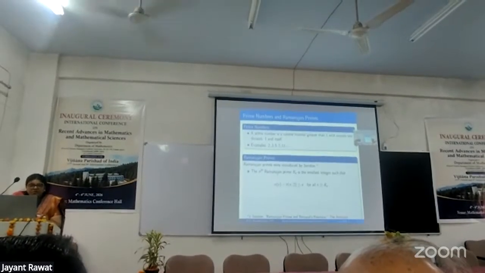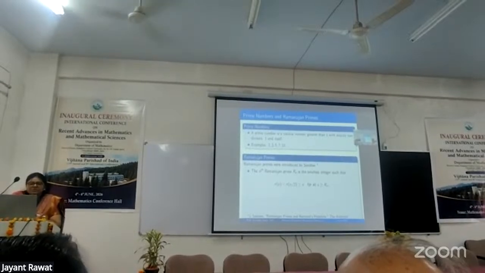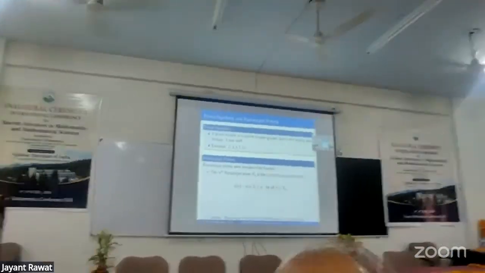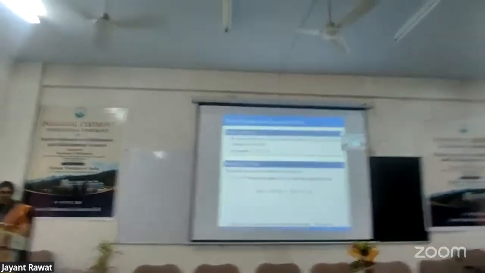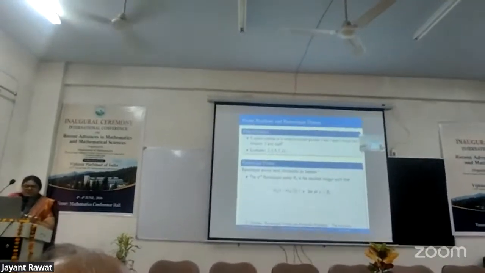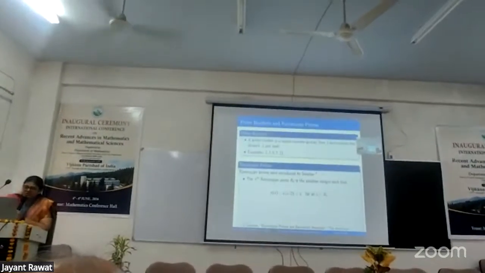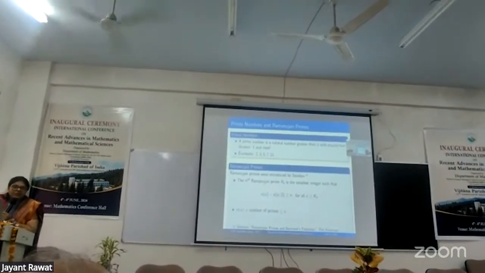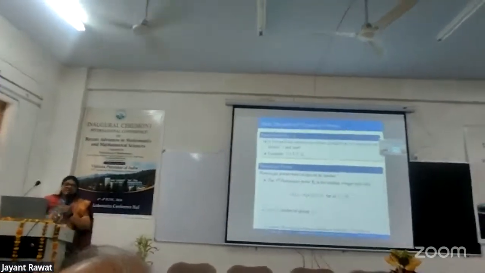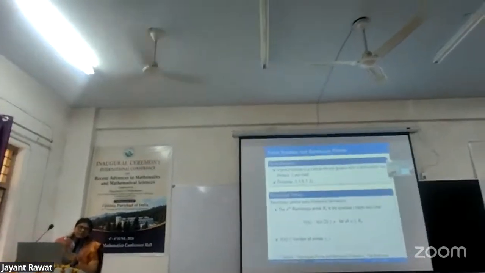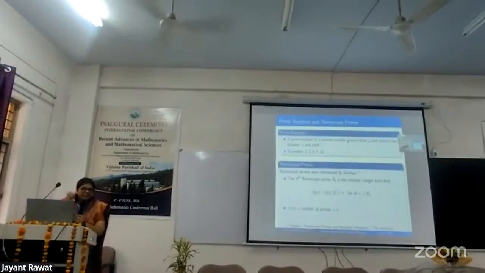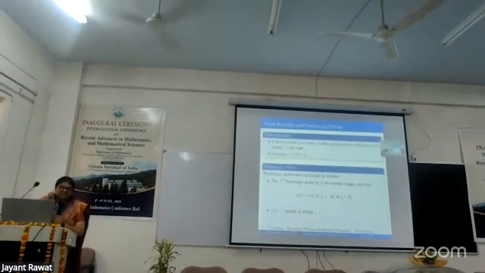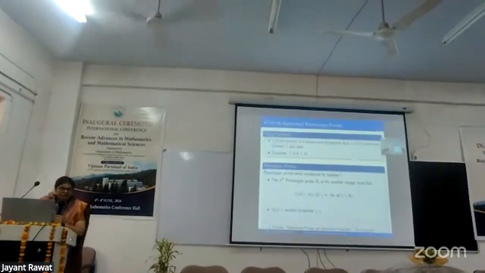Sondow, in the year 2009, introduced Ramanujan primes. Basically, the nth Ramanujan prime Rn is the smallest integer such that pi(x) minus pi(x/2) is greater than or equal to n for all x greater than or equal to Rn. What is pi(x)? This is the number of primes less than or equal to x. So if I say 8, what is pi(8)? Pi(8) counts all the prime numbers less than or equal to 8. These are 2, 3, 5, 7. So pi(8) will be 4.